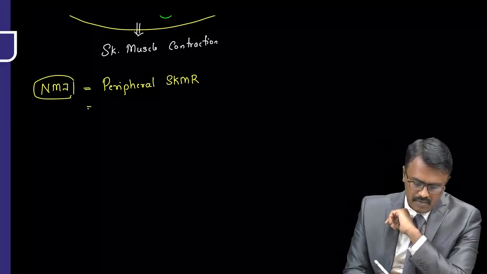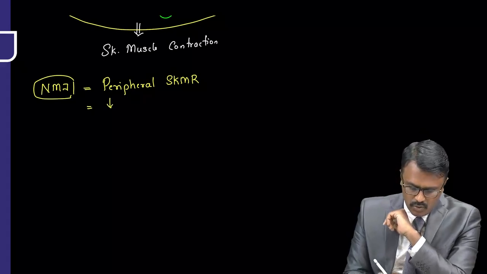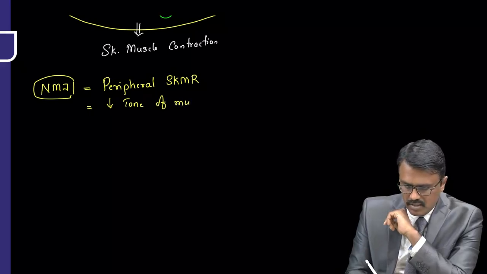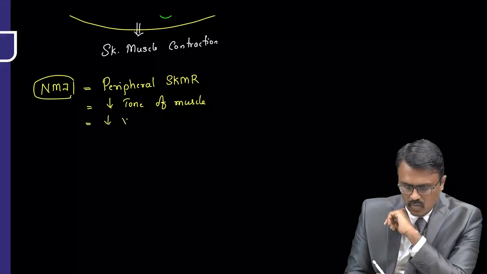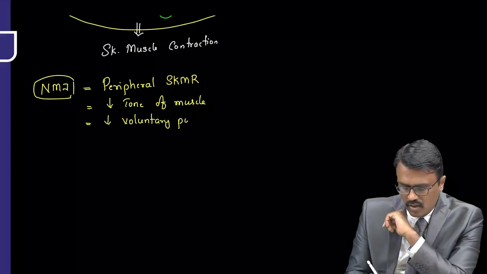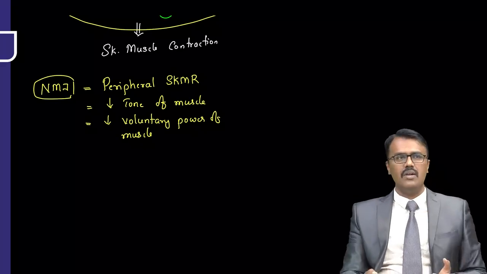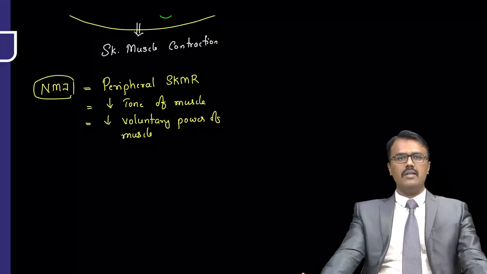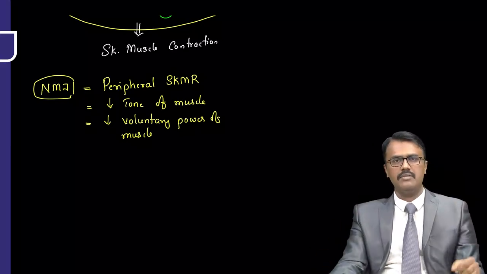Now the problem with peripheral skeletal muscle relaxants is there is a decrease in the tone of the muscle. So muscle tone is decreased. There is also a decrease in voluntary power of the muscle. That means if you give succinylcholine or D-tubocurarine to someone, the muscles are paralyzed. He cannot lift the hand. Even if you tell him, he cannot lift.